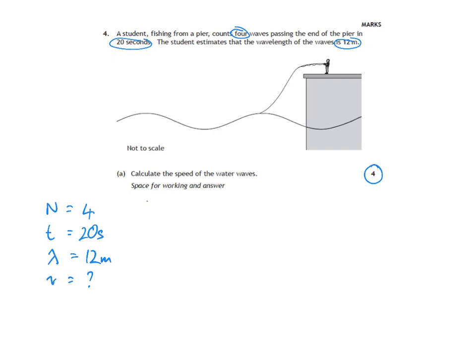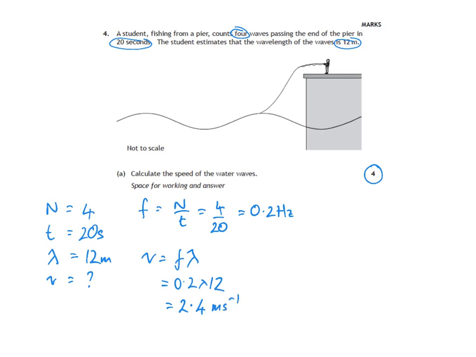So the first thing I'm going to do is work out f before I can use that to work out v. Okay, and that's our formula, f equals n over t, and that gives me f. And now I can do my v equals f lambda calculation. And don't forget things like units at the end. And that's the answer.